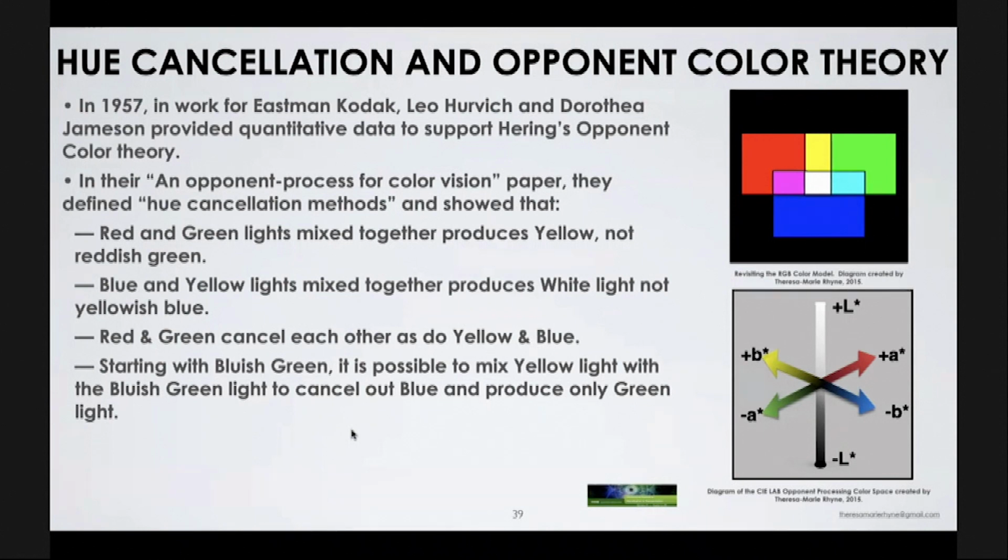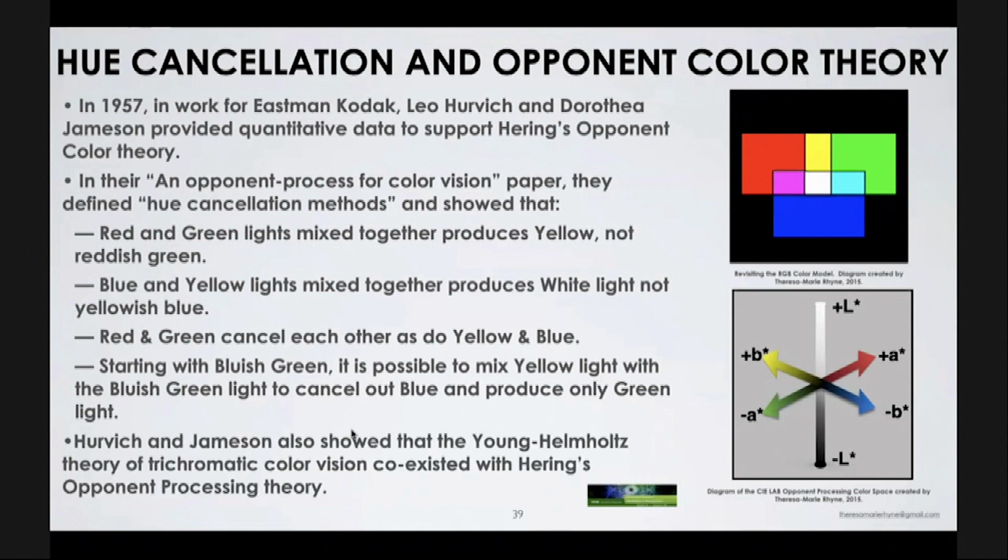Now, think about this. When I say blue and yellow, we know that if we have red, green, and blue together, we're going to get white light. So if we have blue, and then we have yellow, which is red and green, we're going to get white light. So that's why blue and yellow makes white light.